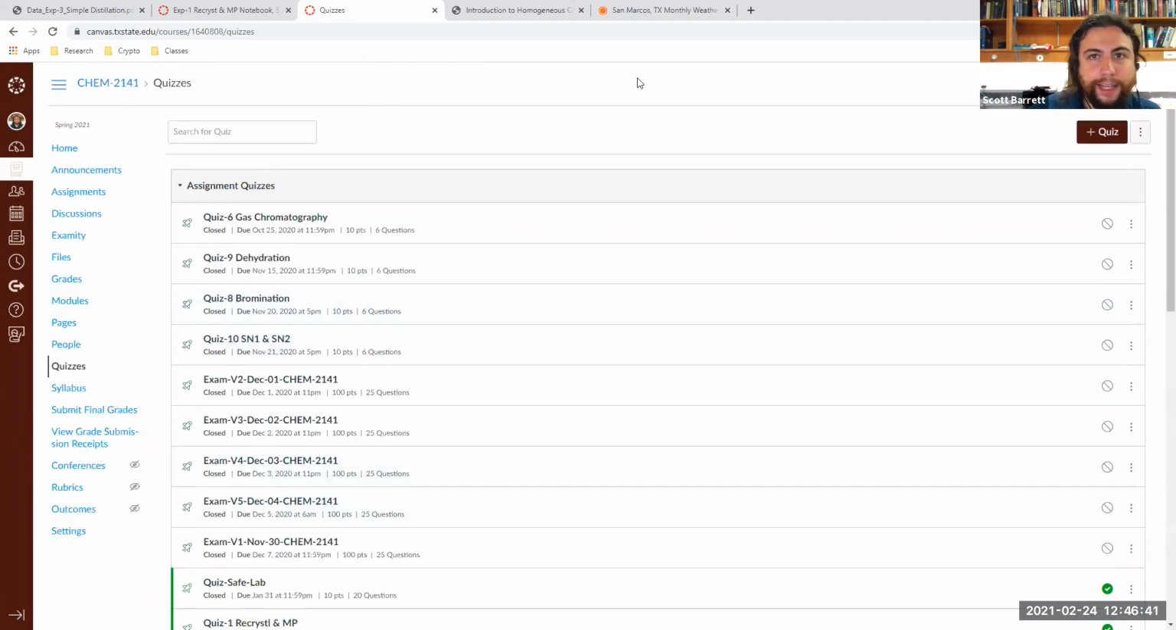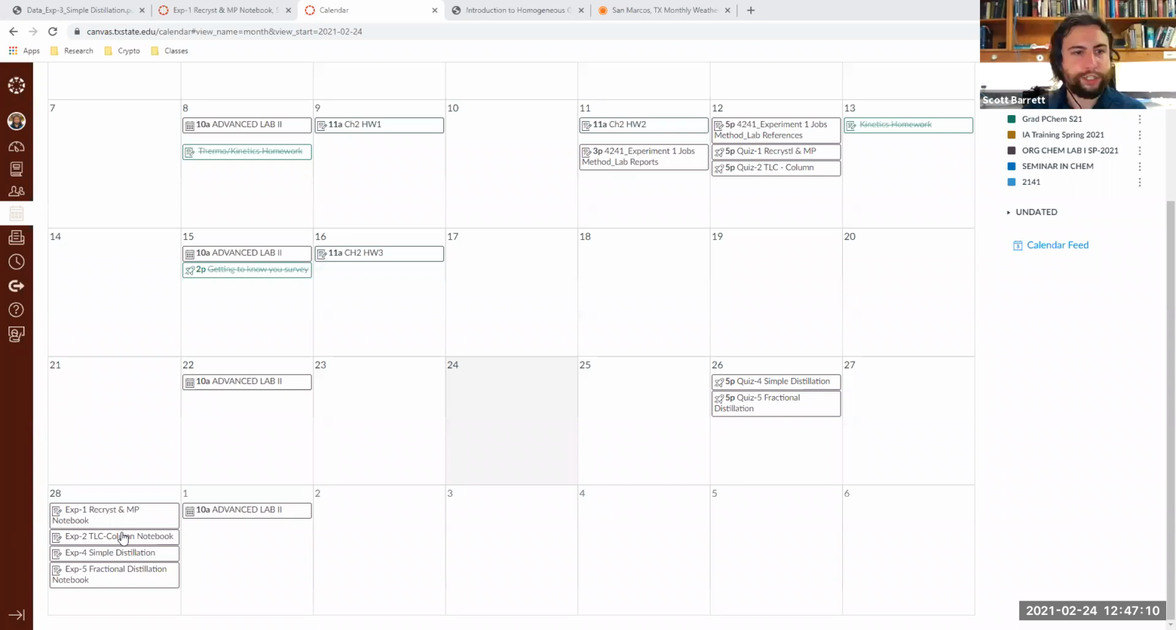And then let me find the lab notebooks real quick. Should be able to find the calendar for this. Okay, here we go. On my calendar here, it shows that the notebooks, I'm not sure exactly why they've been extended out for the first two. However, the 4th and 5th notebooks, yes, they are both due on the 28th of February.